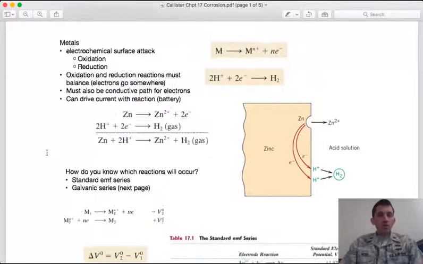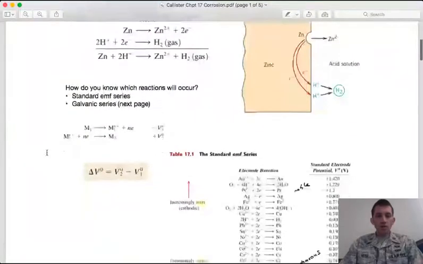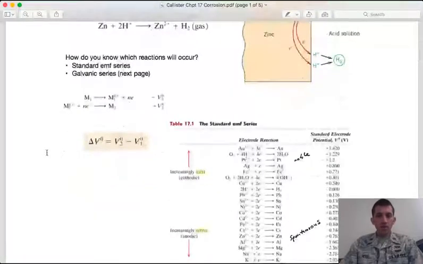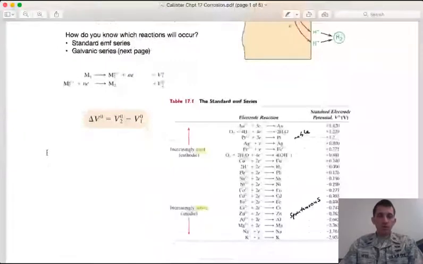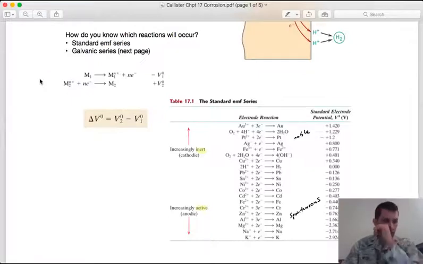Okay, so how do you know whether a reaction will occur, or how fast, or whether or not you should be worried about a particular material corroding? To answer this question, different reactions have been measured and ranked, and this gives rise to two series, the standard EMF series and the galvanic series, which is shown on the next page.